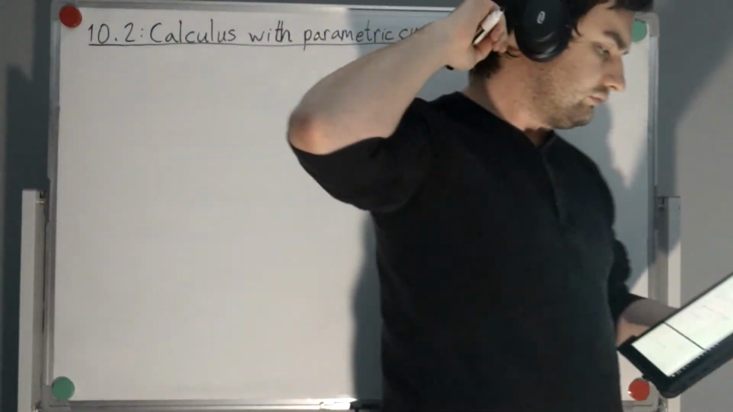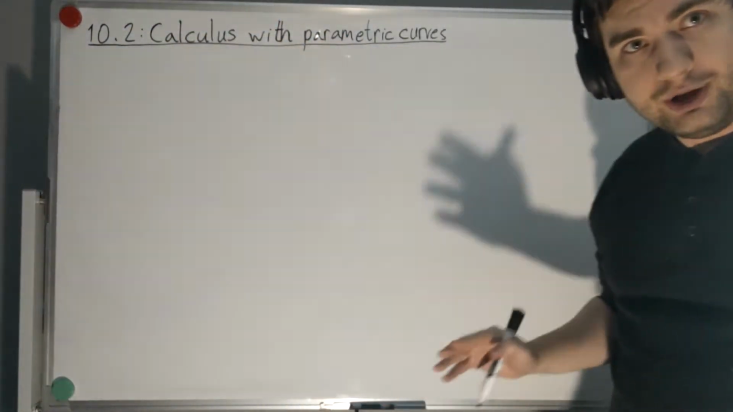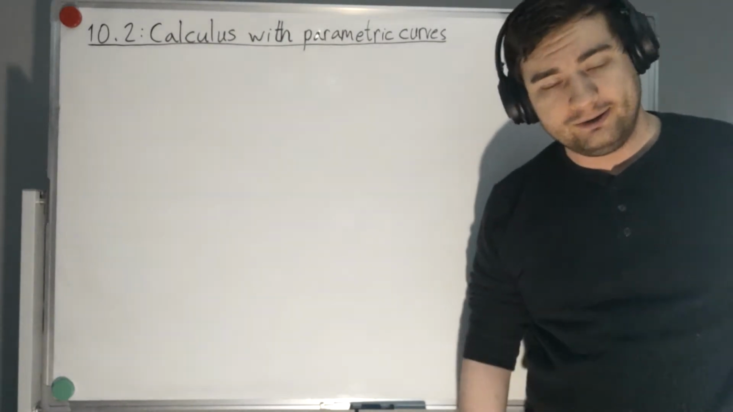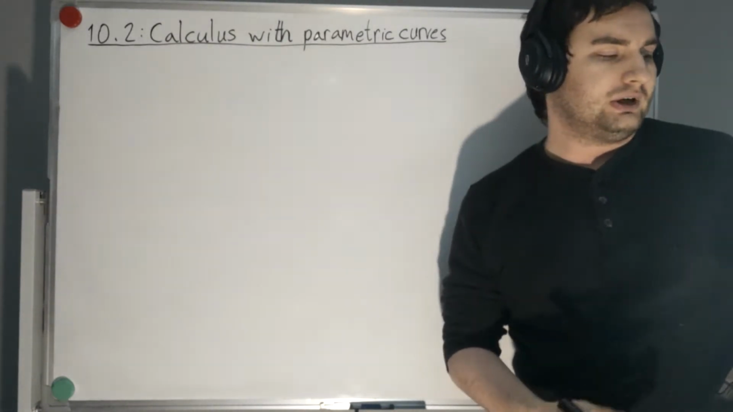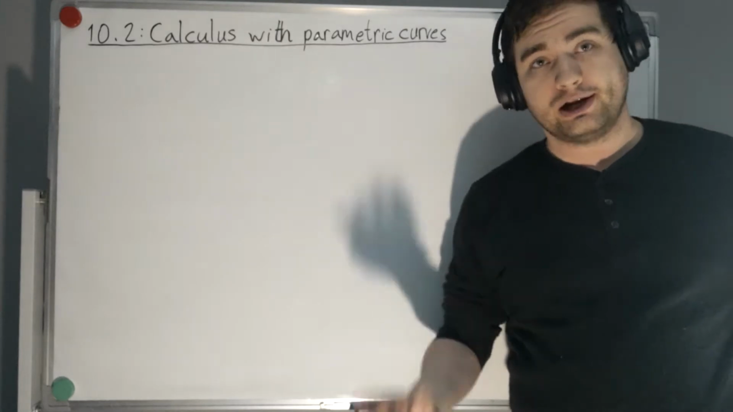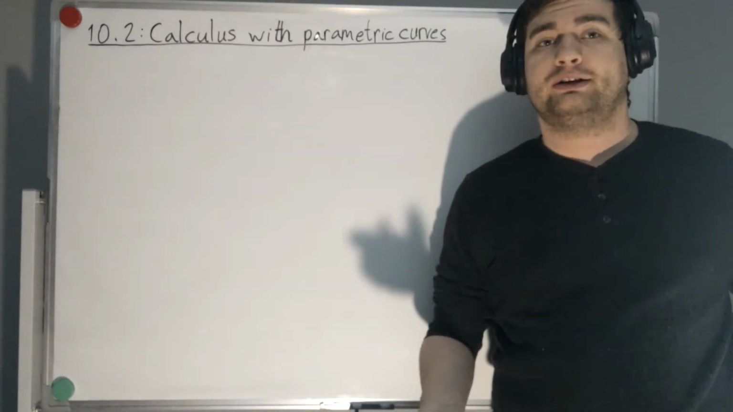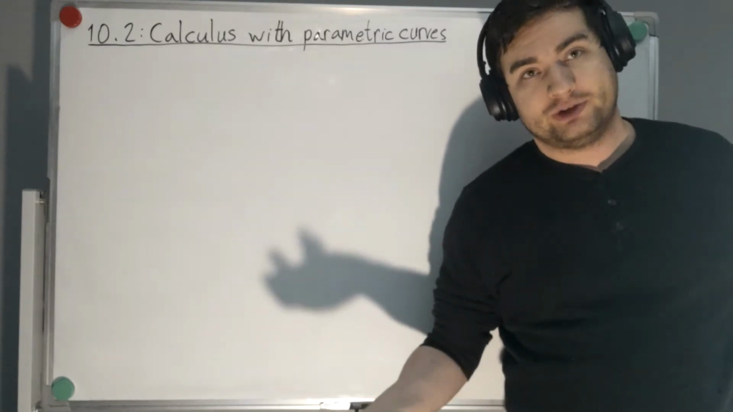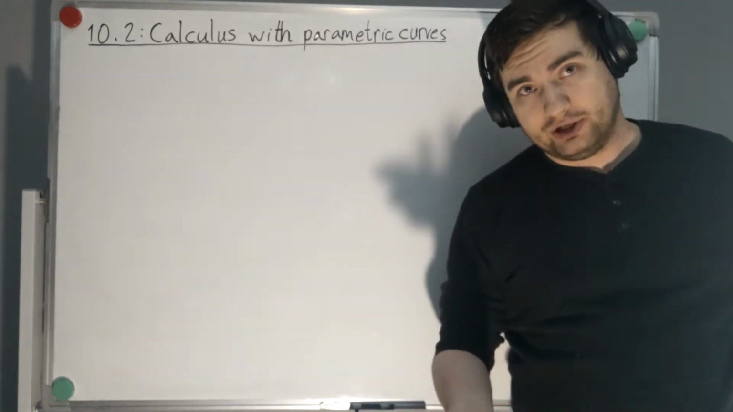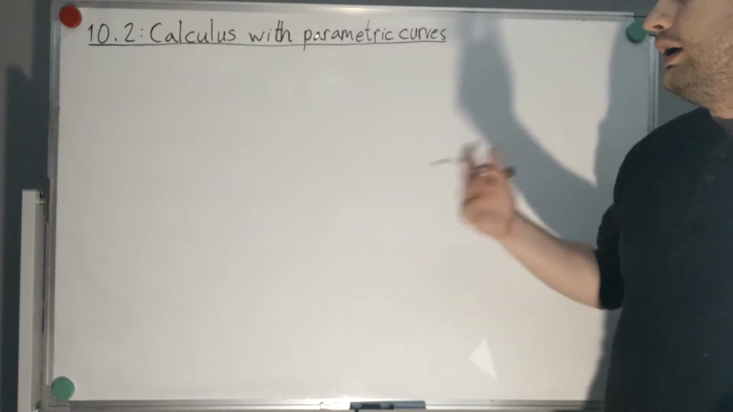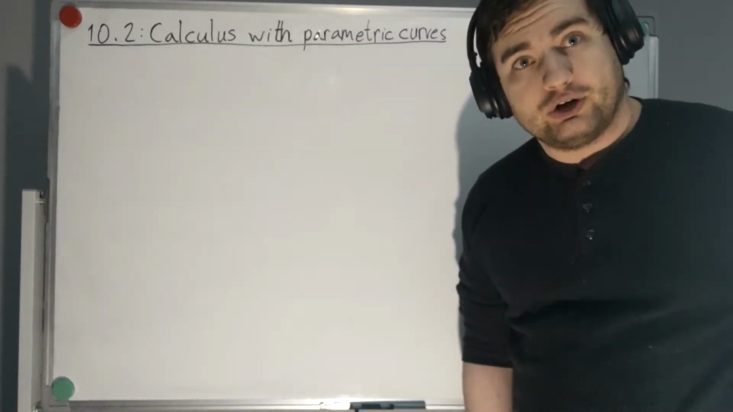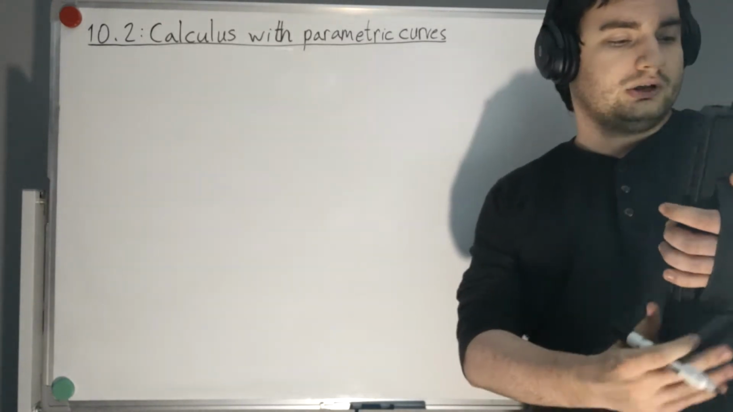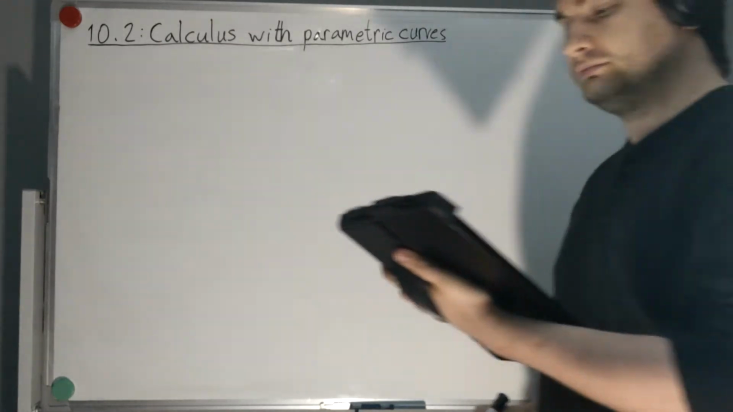Right then, so we're just going to be concerned with two main things today. The first is we want to talk about tangent lines to parametrically defined curves. So that would be like slopes of tangent lines and also concavity. And the other thing is arc length of parametric curves. Okay, so let's just get into both of those.